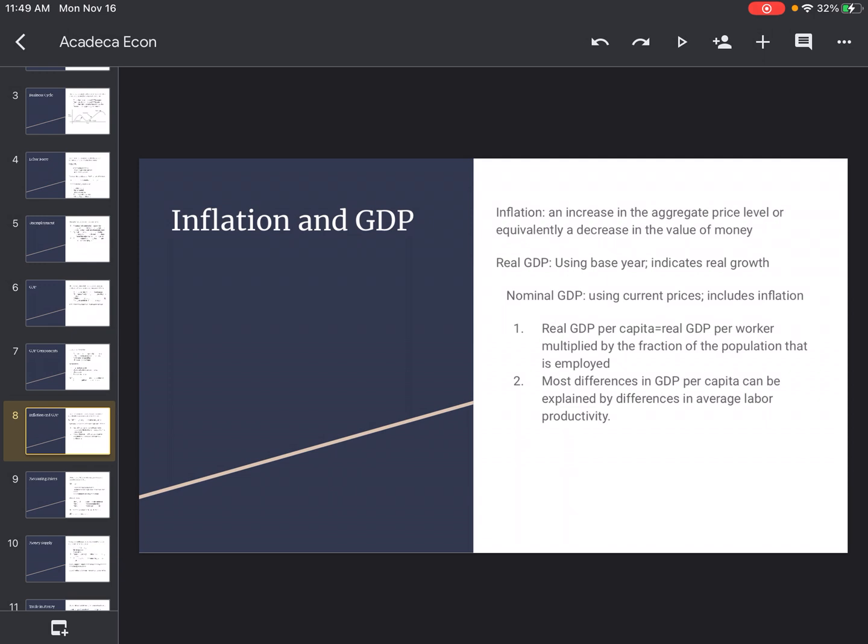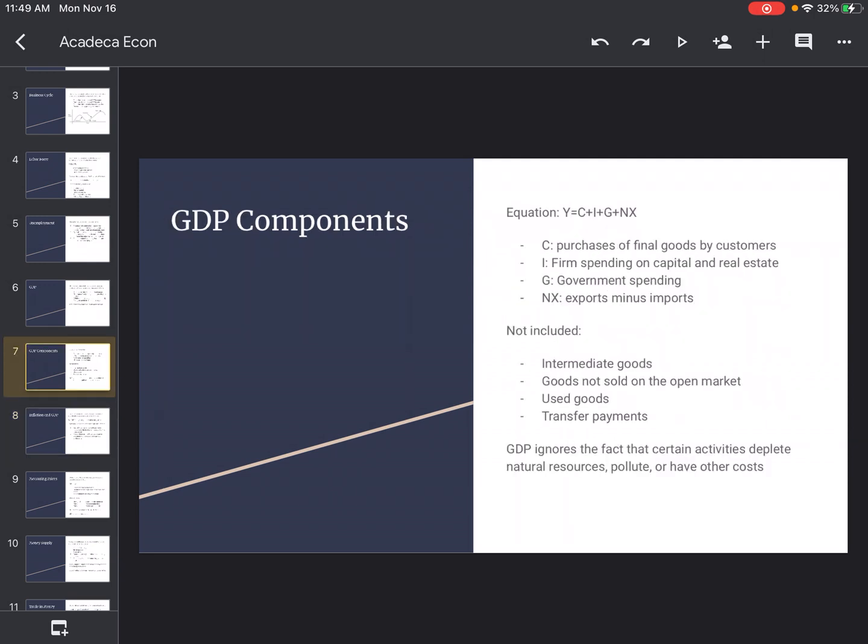Inflation and GDP. Actually, I feel like I should go back. It's important to note what's not included. Intermediate goods, which are defined as goods used to produce other goods, like machine parts, only have their value reflected in the final good. So it doesn't count any process that took to get there. It's only the value of the final good that matters.